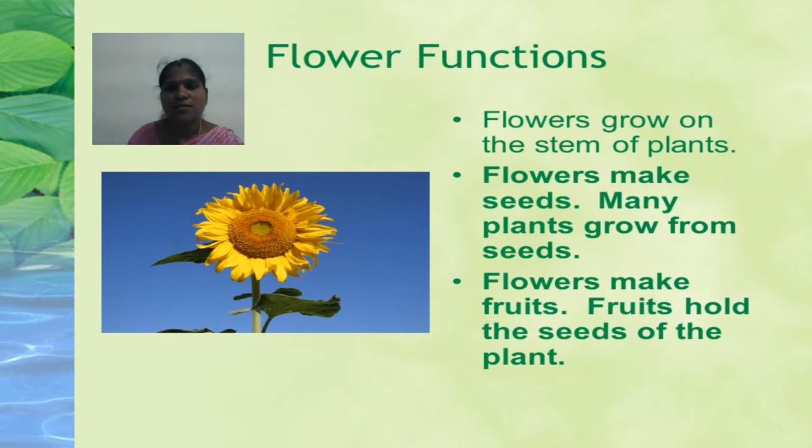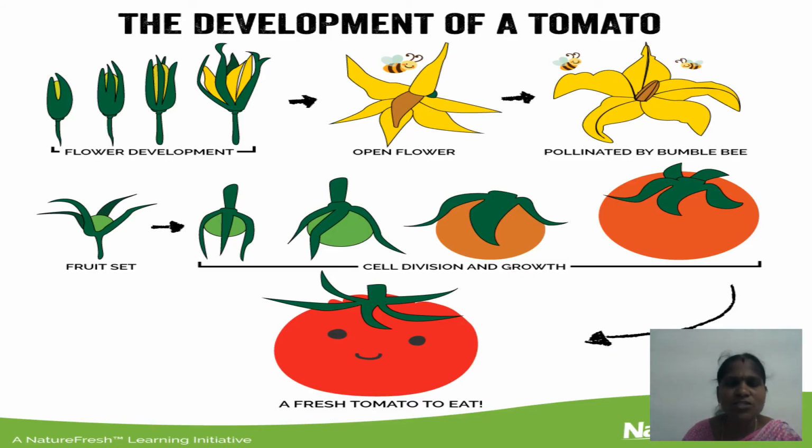So many plants grow from seeds. We know this. Most of the plants reproduce by seeds. So flowers make fruits. Fruits hold the seeds of the plant. The flowers will convert into the fruits. The fruits hold the seeds of the plant. These are the main functions of the flower. Let us observe this picture.